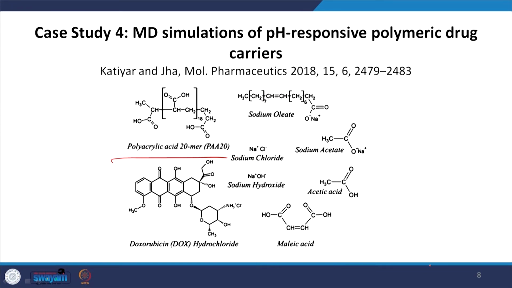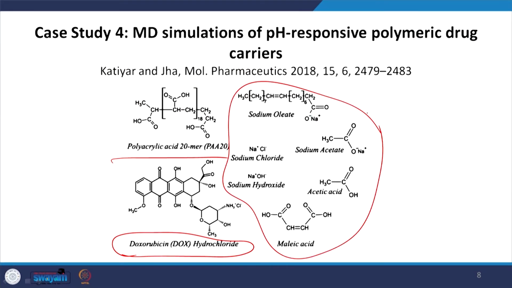So in this particular case study, we simulate the same polymer chain that I have used in the last case study, PAA, but we also simulate a drug molecule. This is a doxorubicin drug, that is an anti-cancer drug, and we simulate along with many other constituents that are typically present in our gastrointestinal tract, our stomach and intestine.